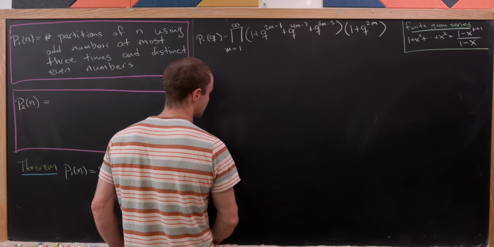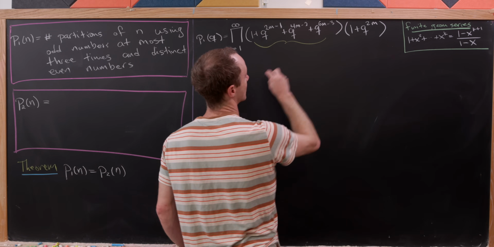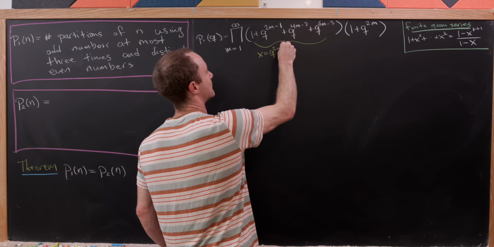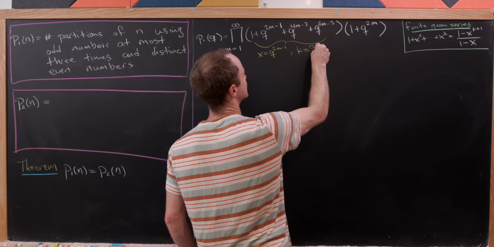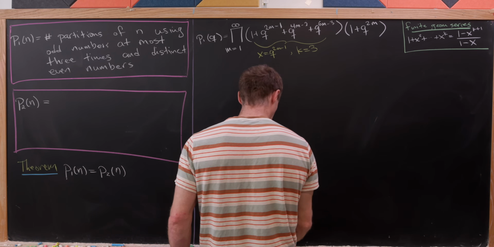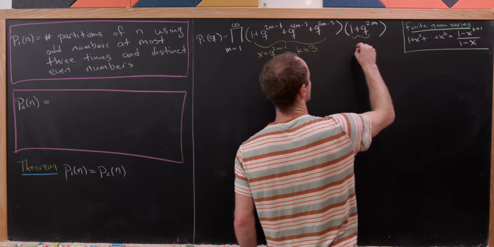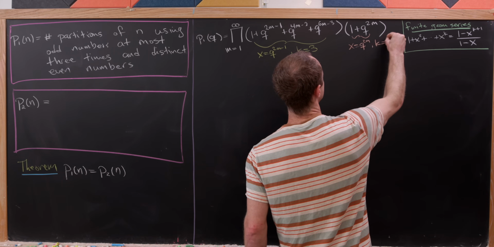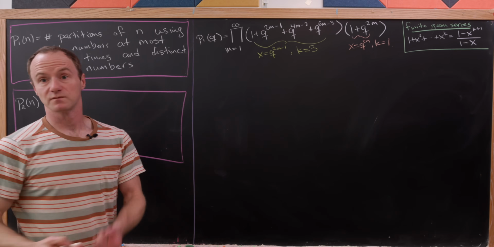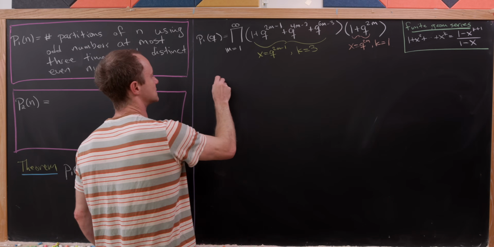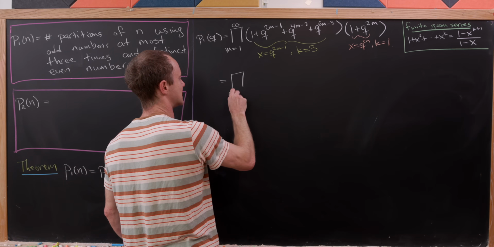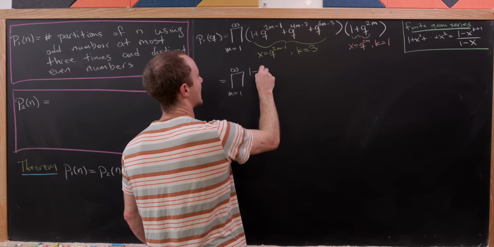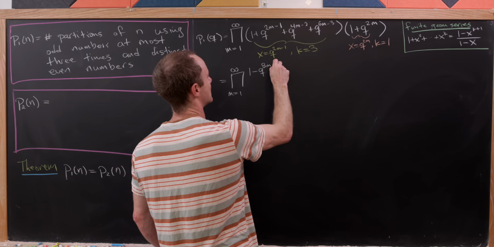So we can use it on this first term, where x is equal to q to the 2m minus 1 and k is equal to 3. We can use it on this second term, where x is equal to q to the 2m and k is equal to 1. Okay, so let's see what that leaves us with. So we're going to have the product as m goes from 1 up to infinity of 1 minus q to the 8m minus 4.